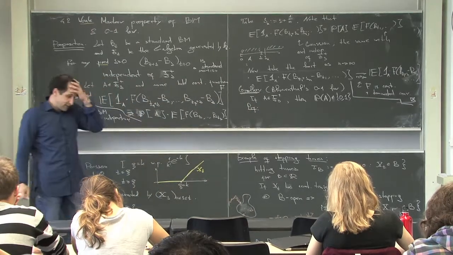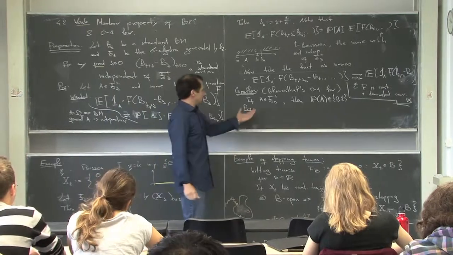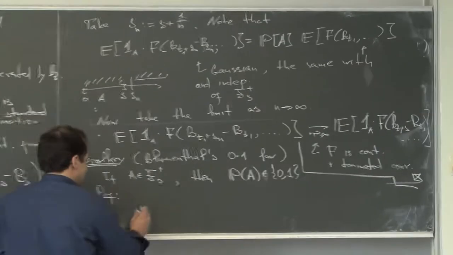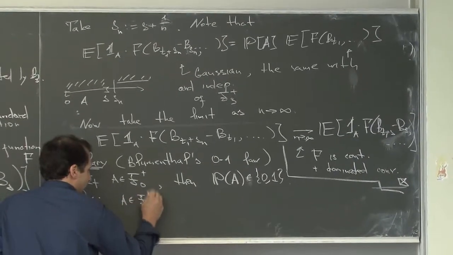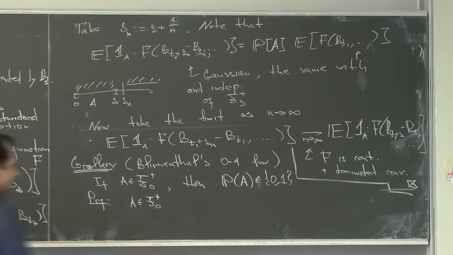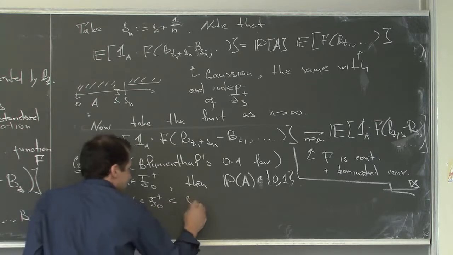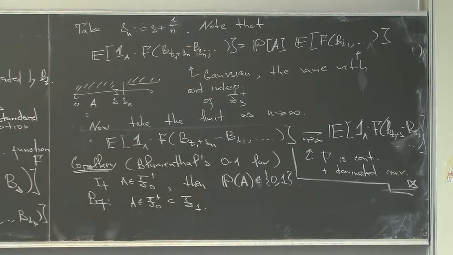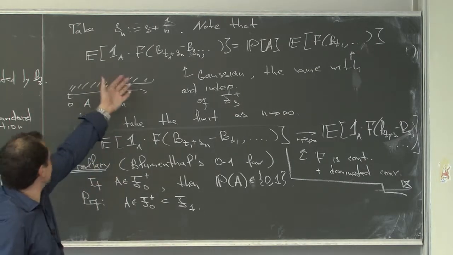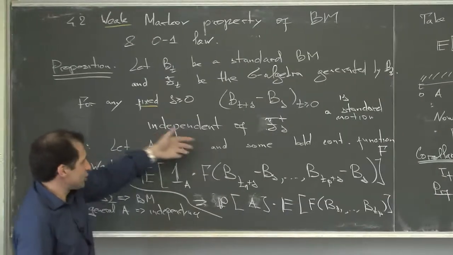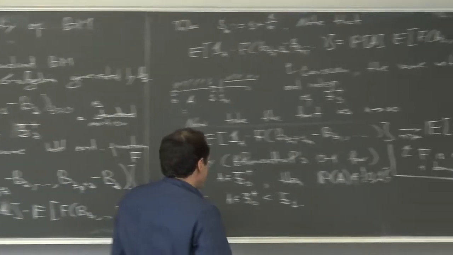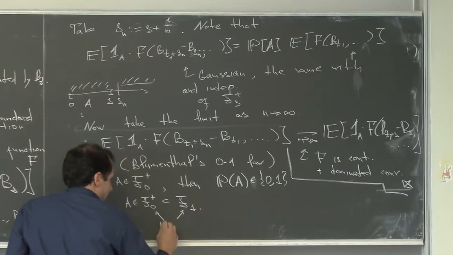Well, there is nothing to prove here because any such event is on the one hand in F0+, but on the other hand it is in F1, the big sigma algebra generated by the Brownian motion. And we know that the whole Brownian motion is independent of F0+. This is exactly the content of this theorem. So these two are independent.